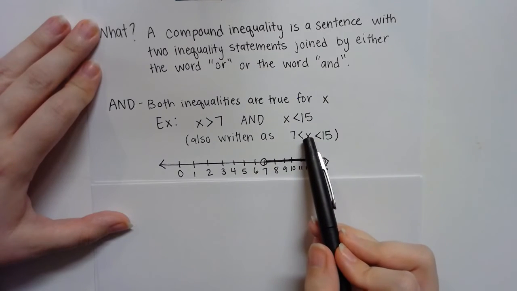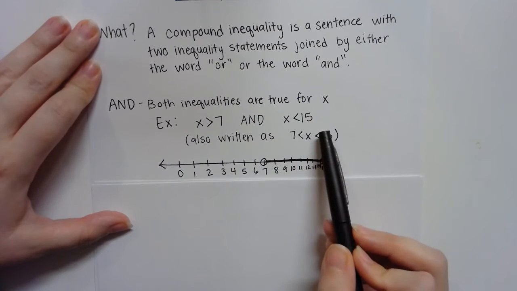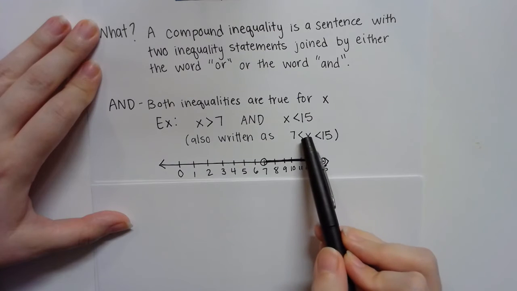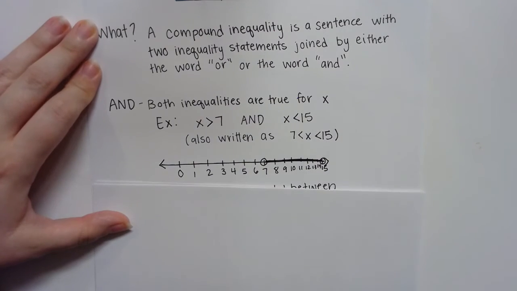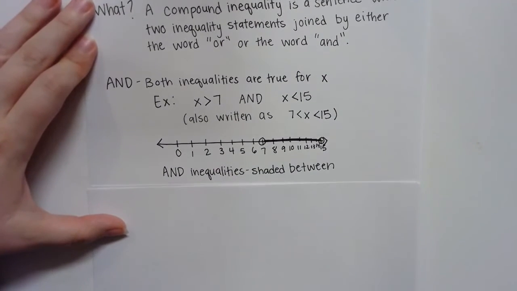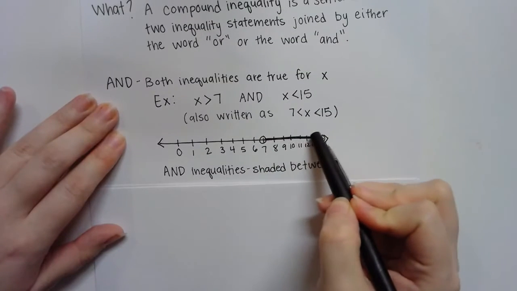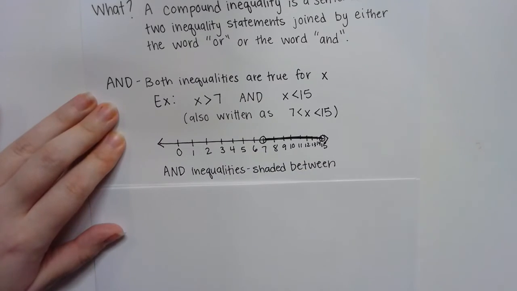One way that we could write this is to put the x in the middle: 7 is less than x, because the alligator mouth is still eating the x, and then x is less than 15, because the alligator mouth is still eating the 15. So as long as your symbols are affecting x the same way, you could write it as one big inequality like this. So and inequalities are always shaded between the two numbers because all of your solutions would be in this area right here that falls between 7 and 15.